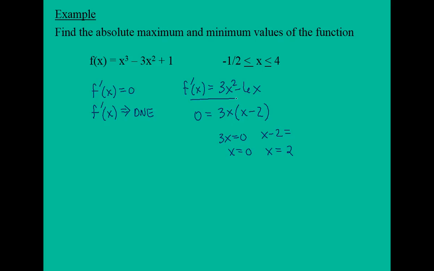Looking at our derivative, is there any value of x that would make this undefined? No, there are no values of x that would make this undefined. Therefore, the only critical numbers we have are x equals 0 and x equals 2. Both of those fall within our closed interval, -1/2 to 4. So we've found our critical numbers.